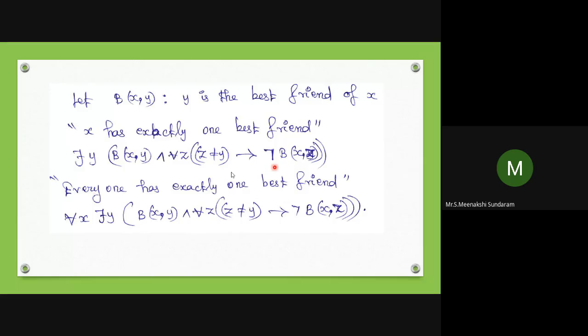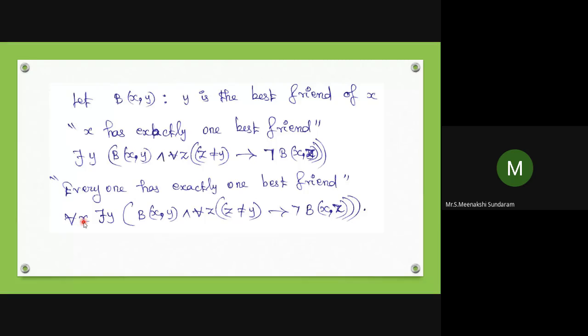But now the complete statement in the question: everyone has exactly one best friend. Everyone. First I can say the specific person X. Here X is a free variable, not a bounded variable. Now I can give some bounded things. Everyone has, that is a bound. That's why for every X, then you can write the same statement: there exists a Y.